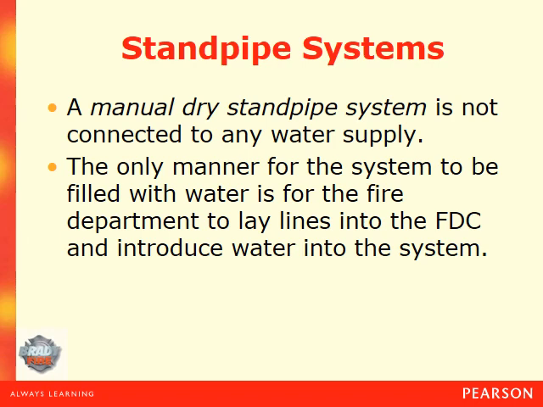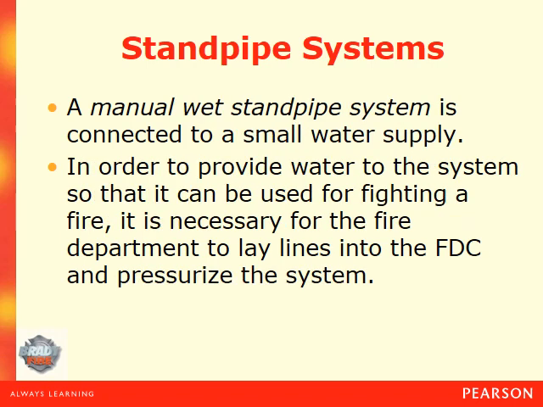A manual dry standpipe system is not connected to any water supply. The only manner for the system to be filled with water is for the fire department to lay a line from the pumper to the FDC and introduce water into the system that way. A manual wet standpipe system is connected to a small water supply. In order to provide water to the system so that it can be used for firefighting, it is necessary for the fire department to lay a line to the FDC and pressurize the system.